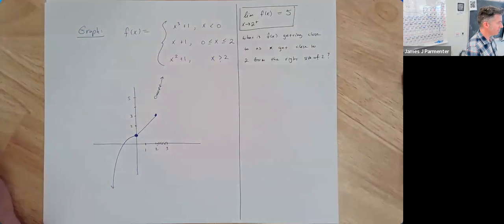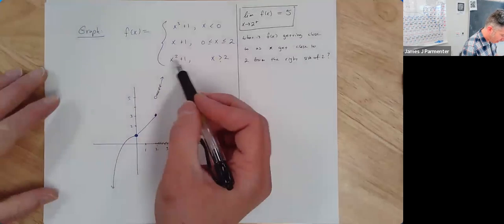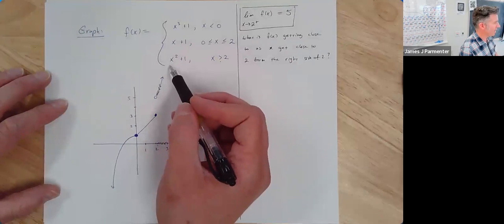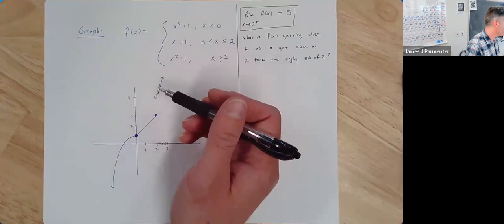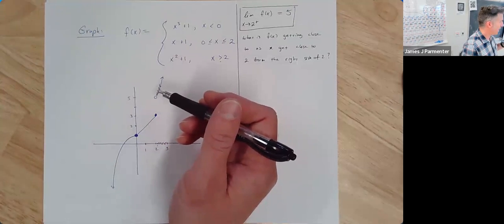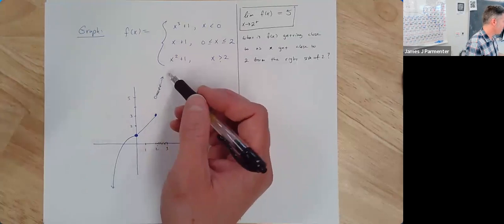As x approaches 2 from the right, you could plug in some values, right? Like if x was 2.00001, my y value would be 2.00001 squared, which is just a little bit more than 4, plus 1. But yeah, that's pretty close to 5. Now, what I would actually do is just plug into there and say 2 squared plus 1.